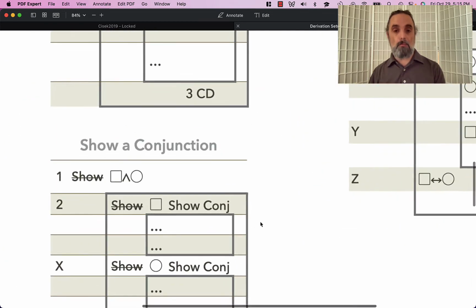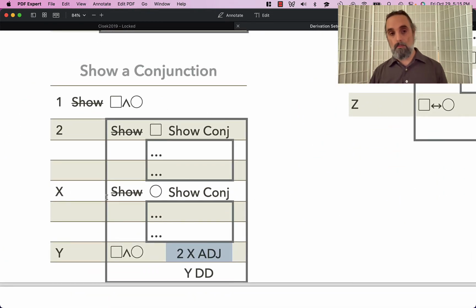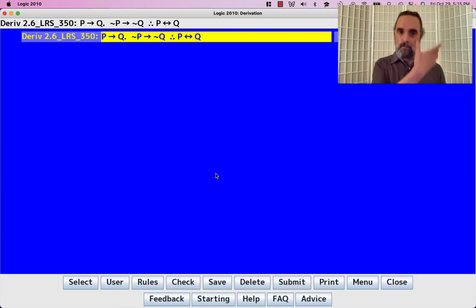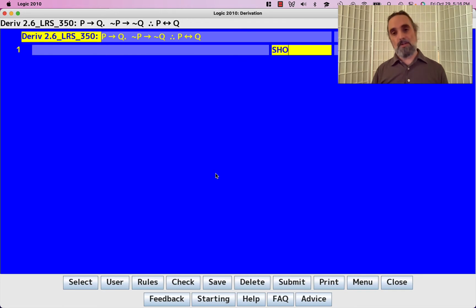It's actually basically this conjunction strategy, because a biconditional is a conjunction of conditionals. So we're going to start with a relatively simple problem, and we're going to work our way up. We're going to start with 2.6 LRS 350. So our first line is going to be show conclusion.